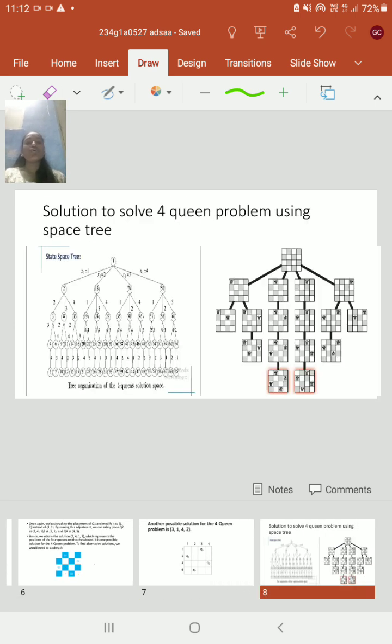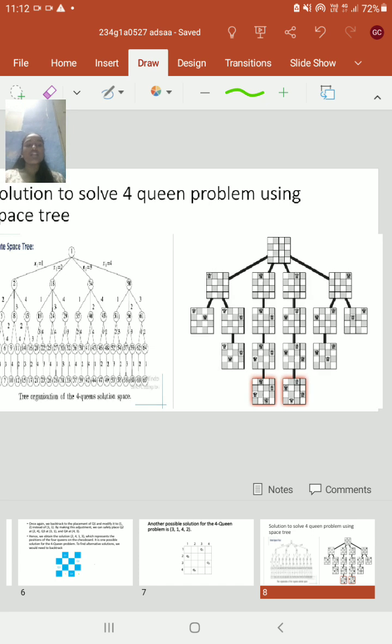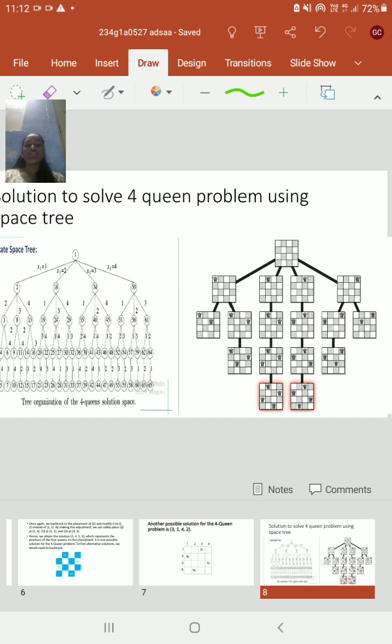Solution to solve the 4 queen problem using a state space tree. Totally we have 65 nodes for the 4x4 chessboard. See, first take one chessboard. Now consider the first queen. What are the chances to place the first queen? Total 4 chances. We can place queen 1 at the first column, queen 1 at the second column, queen 1 at the third column, queen 1 at the fourth column. If you place q1 at the first column, now check for q2.